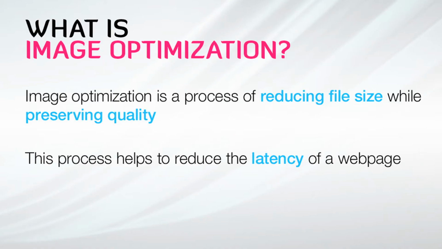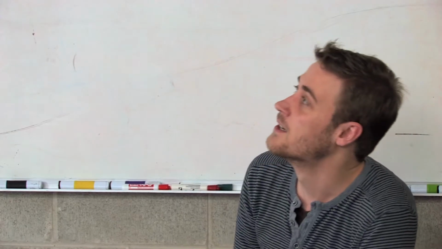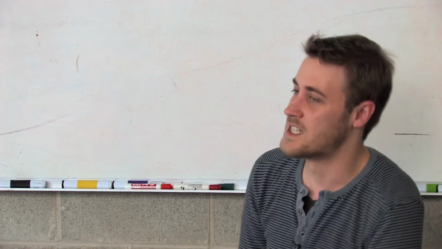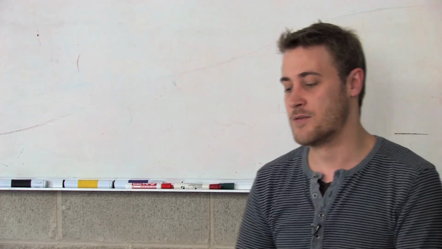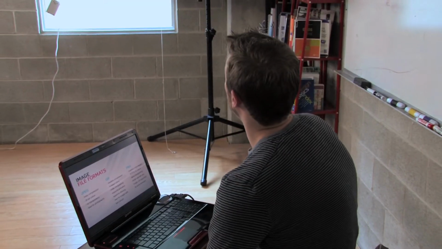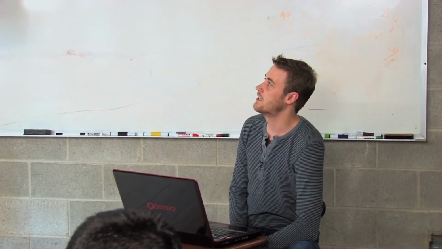All right, image optimization. What is it? Image optimization is the process of reducing the file size of an image while preserving its quality. This helps to reduce the latency of a web page. Latency means the load time. So when you're dealing with images for web, there's 3 basic file formats you're going to be dealing with: JPEG, GIF, and PNG. There's also bitmap, but you don't ever use bitmap on web.